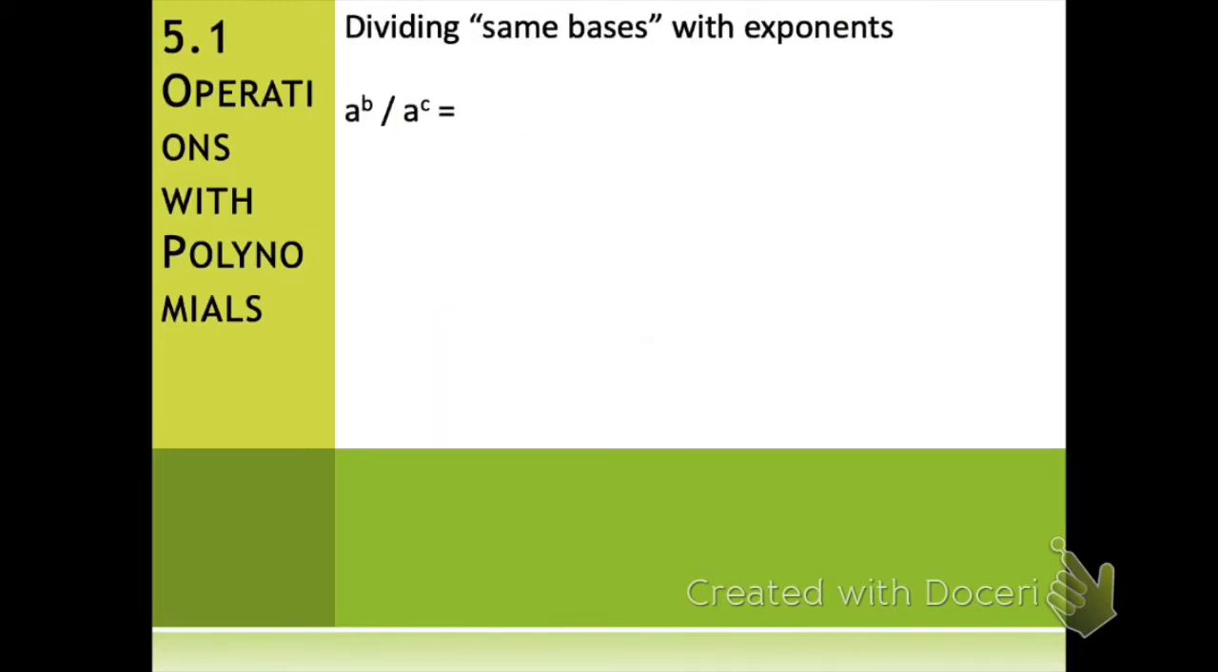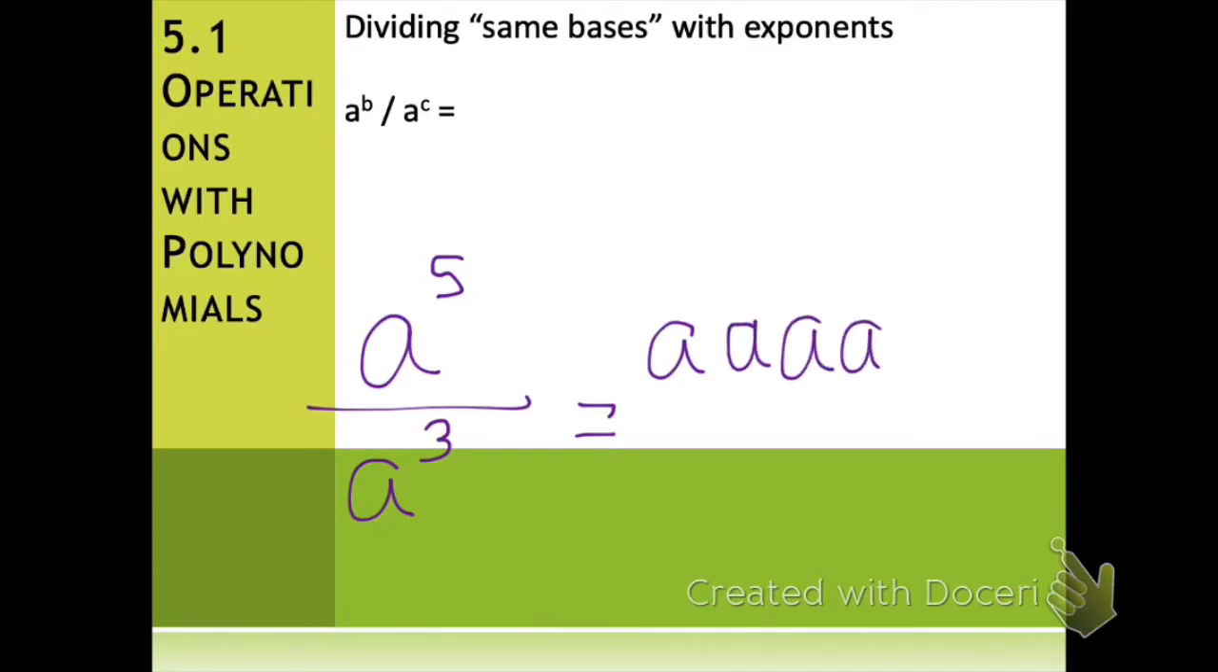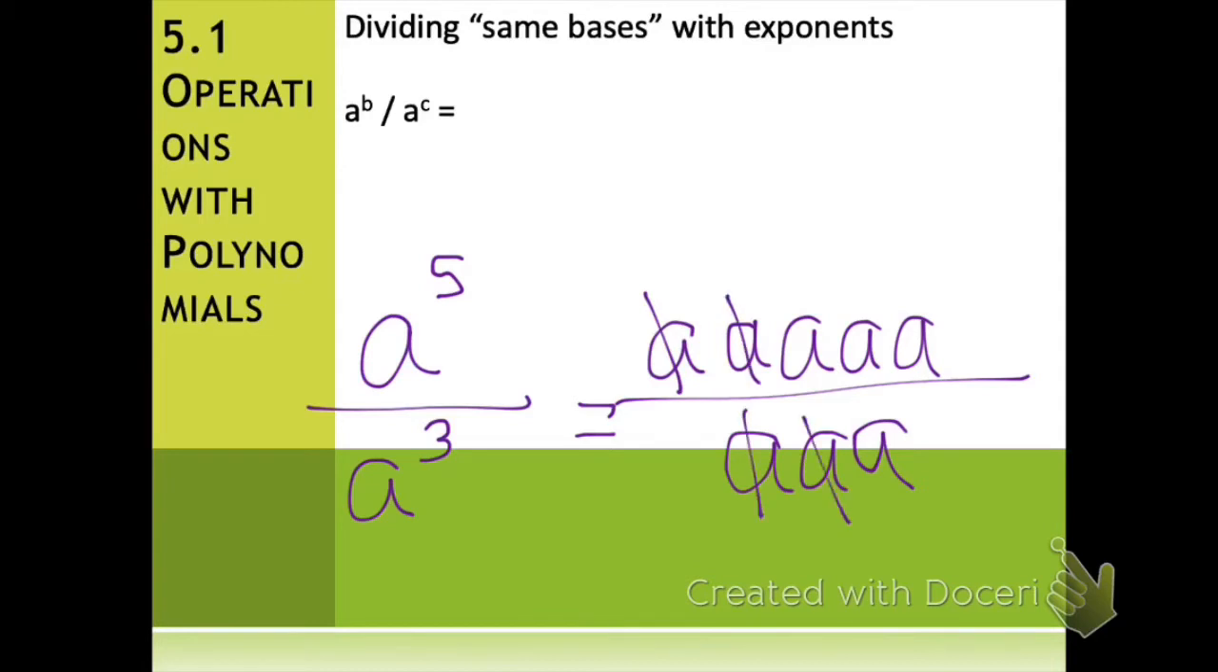Okay, what about dividing? Again, it's important to note these bases are the same, a and a. Let's make up another silly little problem, like a to the 5th power divided by a to the 3rd power. If I expand that using my basic definition of exponents, I have a times a times a times a times a on top, divided by a times a times a on bottom. In a fraction, when they're all multiplied together, we can start canceling same things. Boom, boom, cancel, cancel, cancel, cancel. And I'm left with a squared.